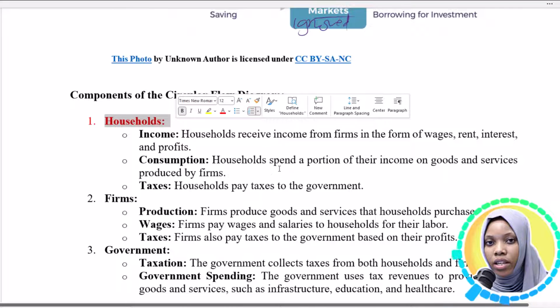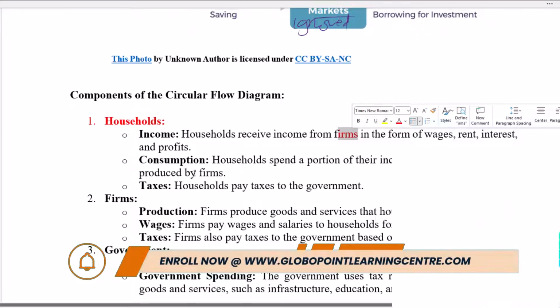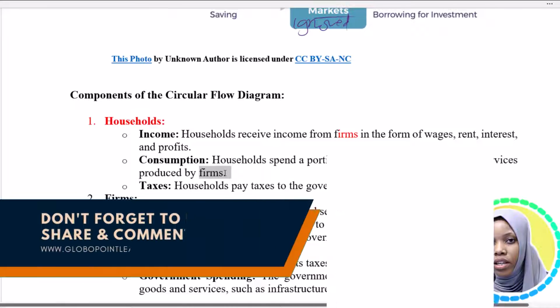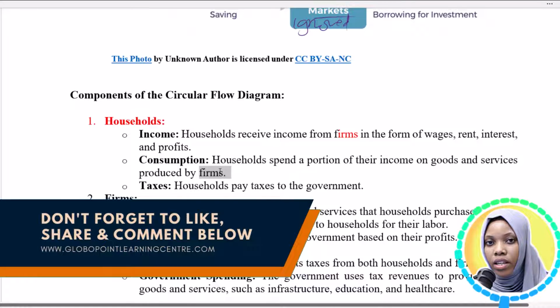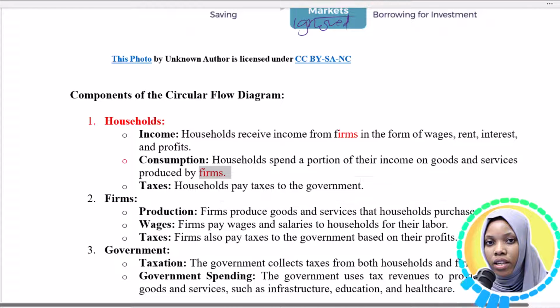There's the income, the consumption, and the taxes. So the income is from the firms, and the consumption is by the households, and then they pay taxes to the government, still the households.